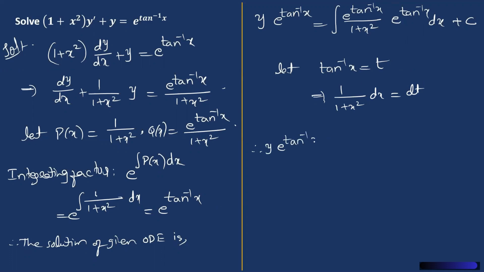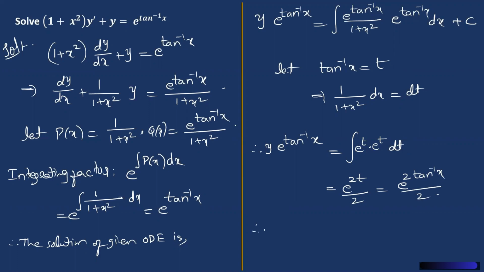E to the power of tan inverse x is equal to, how can we write this? You see, when you have 1 by 1 plus x square dx, all this becomes only dt. And here it is e to the power of t multiplied by e to the power of t, because e power tan inverse x is there. So this is nothing but e power 2t, right? So when we integrate that, we get e to the power of 2t by 2, right? So which is nothing but e to the power of 2 tan inverse x by 2, right?